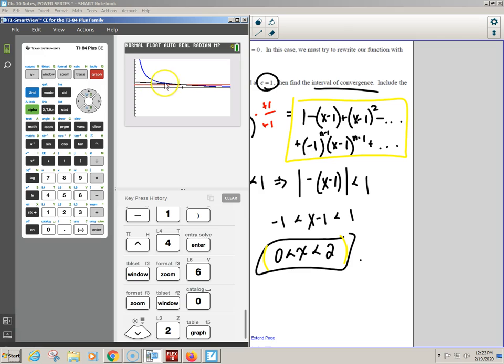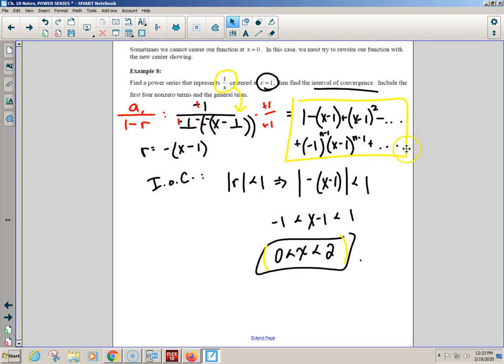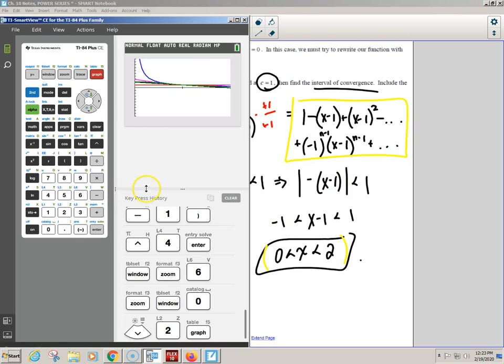A tangent line, remember, only hits one place. But all of a sudden, all these other ones are actually converging to the curve longer and longer and longer, eventually perfectly mimicking the curve from 0 to 2, as you keep on adding in more and more and more polynomials.